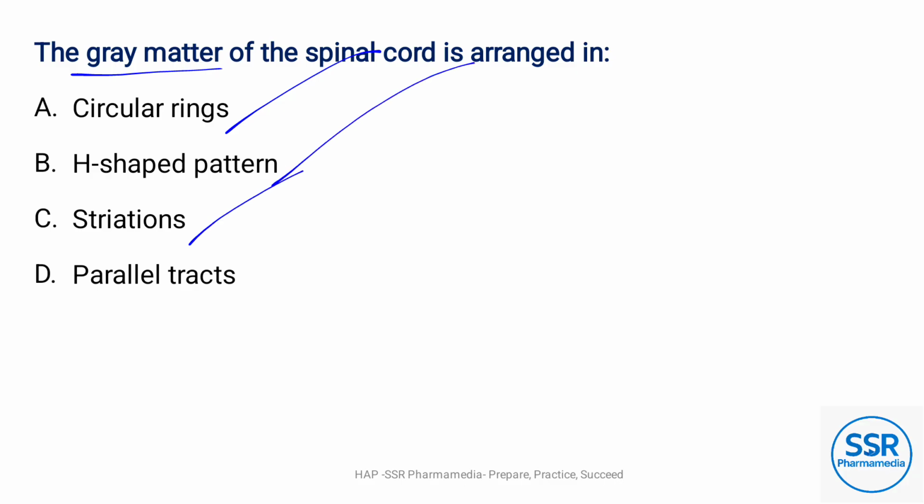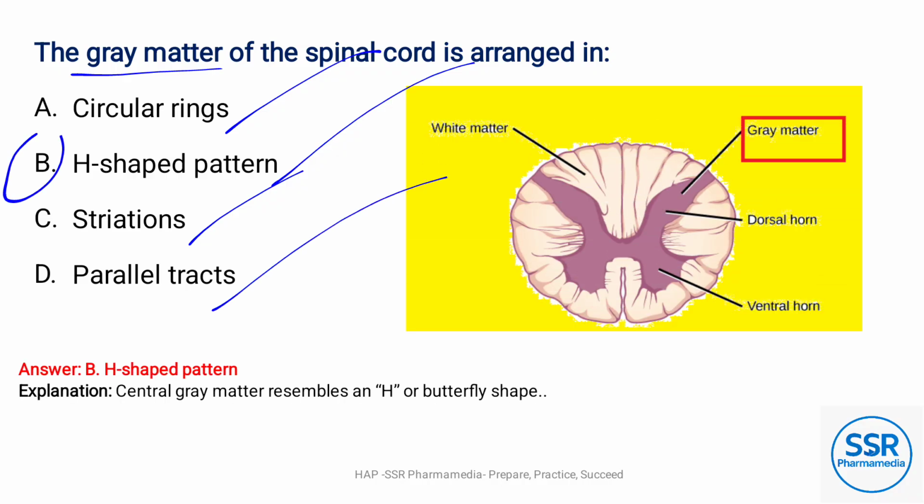Next, the gray matter of the spinal cord is arranged in: option A, circular rings; option B, H-shaped pattern; option C, striation; option D, parallel tracks. Answer B, H-shaped pattern. The central gray matter resembles an H or butterfly shape.